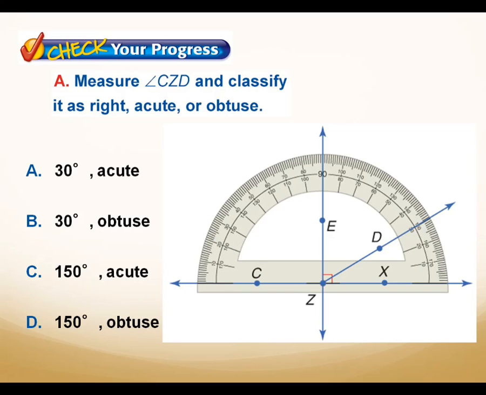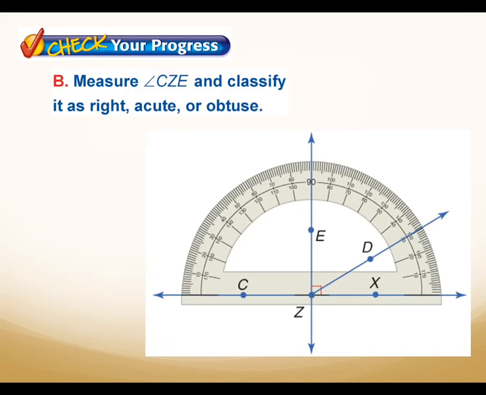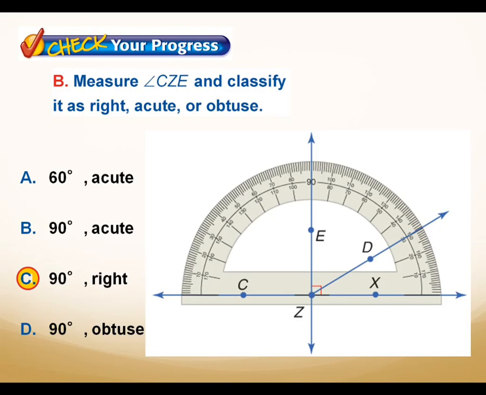So again, we'd go over these and we'd measure it. In this case, when you angle CZD, okay, it's clearly over 90. That's 150, so it would be obtuse. Obtuse is larger than 90. Okay, we don't need to go through all these.